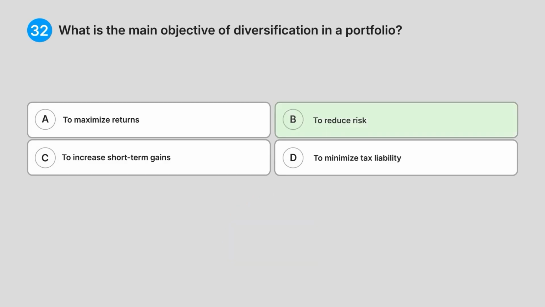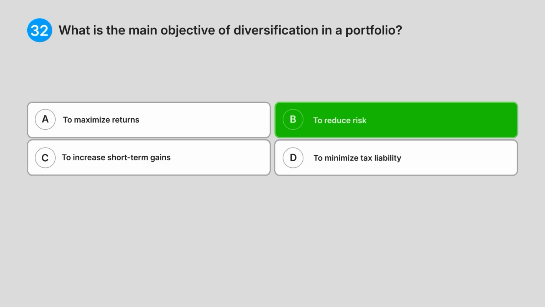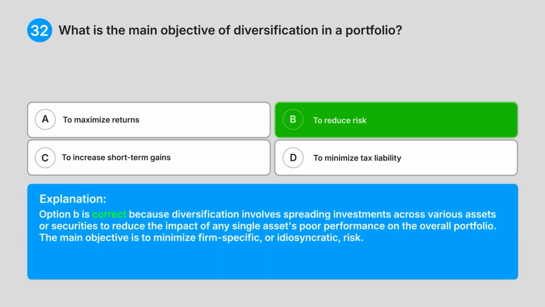Correct answer. B. To reduce risk. Explanation: Option B is correct because diversification involves spreading investments across various assets or securities to reduce the impact of any single asset's poor performance on the overall portfolio. The main objective is to minimize firm-specific or idiosyncratic risk.